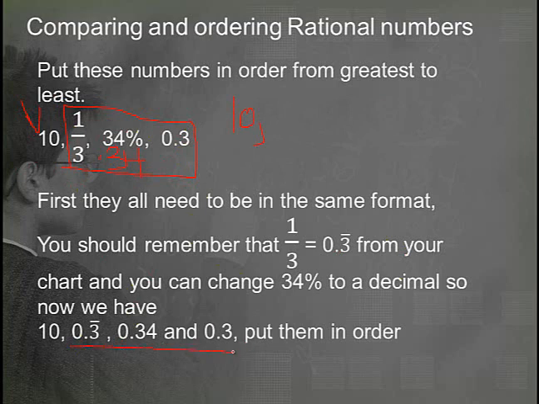So of these three numbers, which one is the largest? The 0.34. Now, I can't write it as 0.34 because in my original format it's 34%. So I actually need to write that as 34%. Then what would be next? The 0.3 repeating is actually bigger than the 0.3 or the 3/10. So it would be 1/3 and then my 0.3.